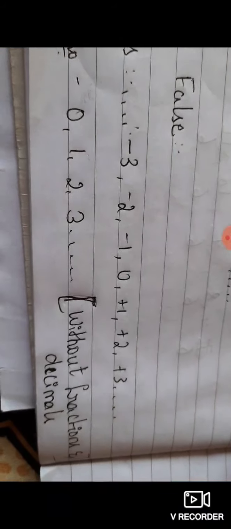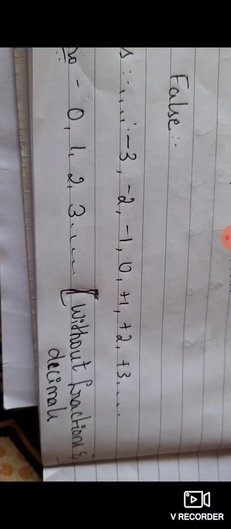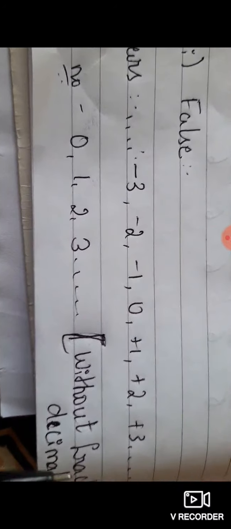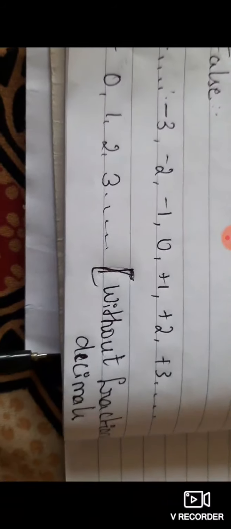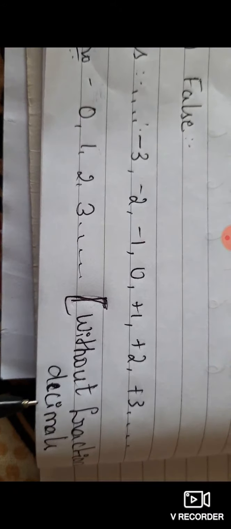So 0, 1, 2, 3, the natural numbers along with 0 are called whole numbers, which you have studied. But the condition is those whole numbers are numbers without fractions and decimals. Numbers without fractions and decimals means the statement made here that every integer is a whole number is false. Why? Because whole numbers do not include these fractions and decimals.